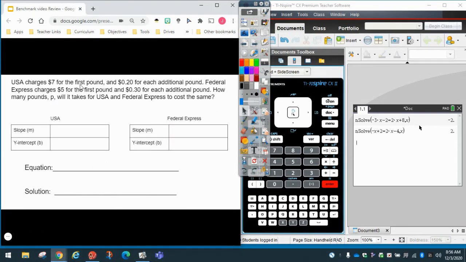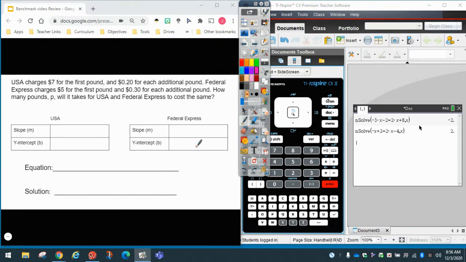Now, if we have a word problem, remember that we use this strategy to plug in our information. We have keywords to look for: the words per, each, every, an, of, a, and monthly. Okay? So let's read what it says. USA charges $7 for the first pound and 20 cents for each additional pound. Federal Express charges $5 for the first pound and 30 cents for each additional pound. How many pounds will it take the USA and the Federal Express to cost the same? So the word same means equals.